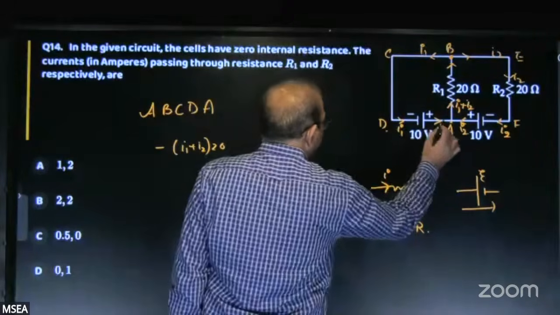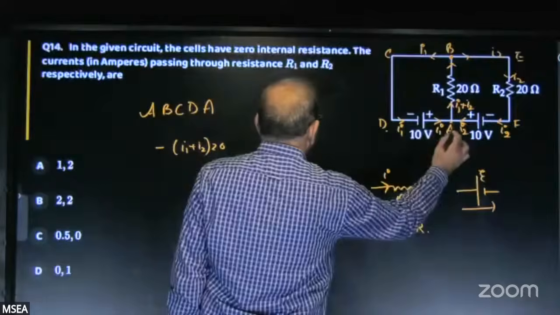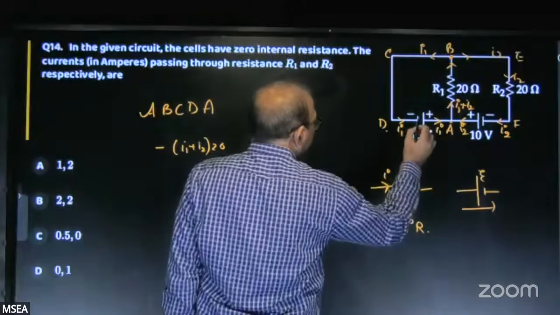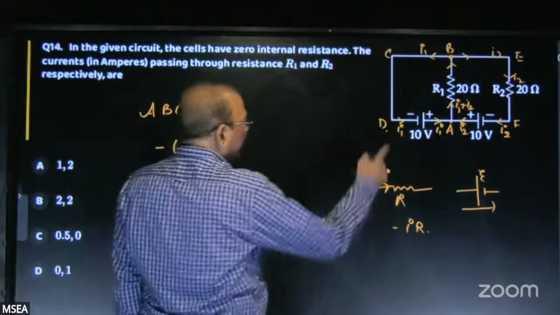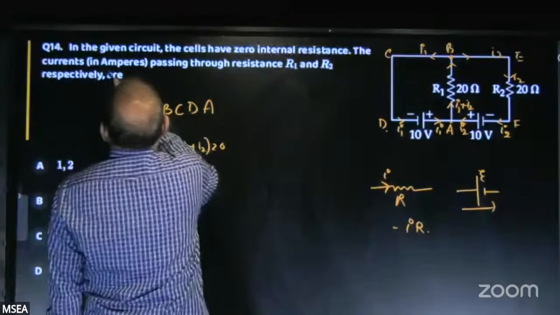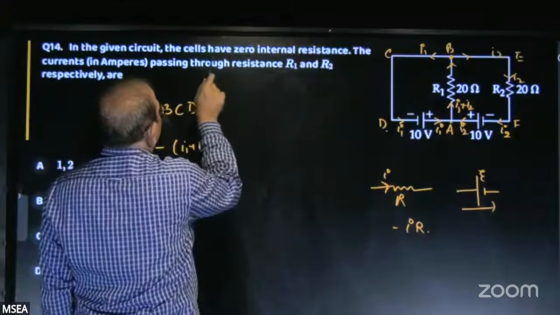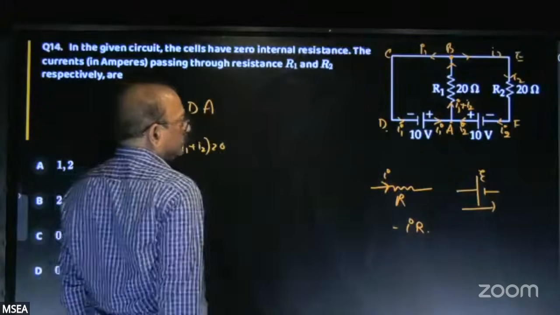Then move from D to A. Between D and A, there is a cell. And that cell doesn't have any internal resistance. He gave it 0 internal resistance.